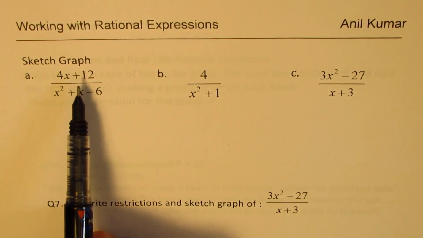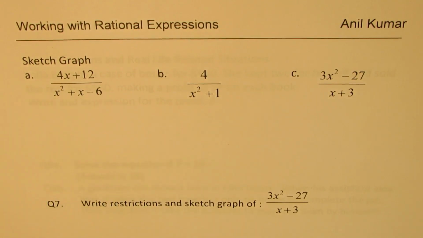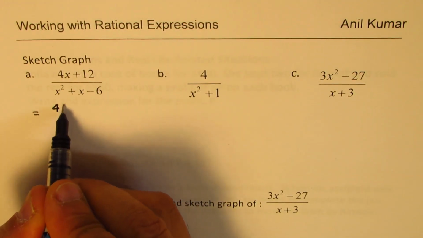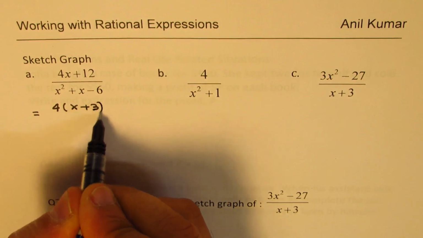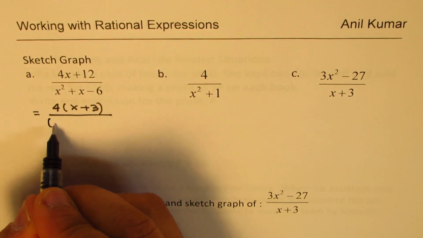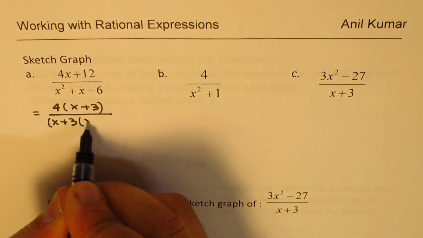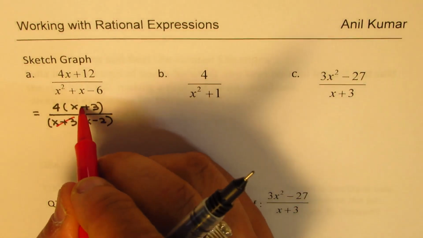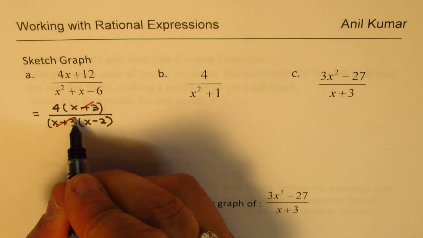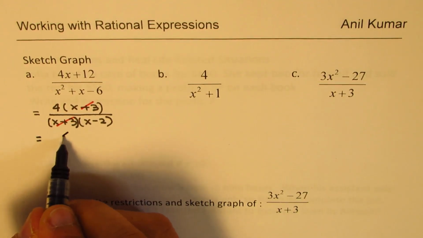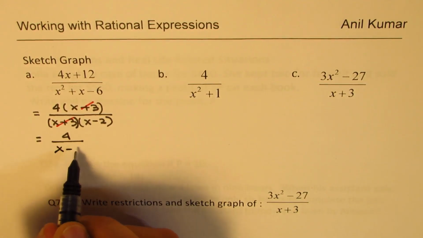First one here is 4x plus 12 over x squared plus x minus 6. So our step will be to factor numerator and denominator, so we get 4 common, x plus 3, right? In the denominator, minus 6 means 3 times 2, 3 positive, so we'll say x plus 3 times x minus 2. Now clearly we could actually cancel out x plus 3. So that should lead to what? That should lead to a hole, since we have a common factor, correct? So we could write this as 4 over x minus 2.